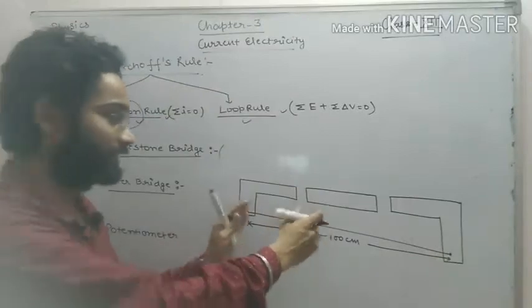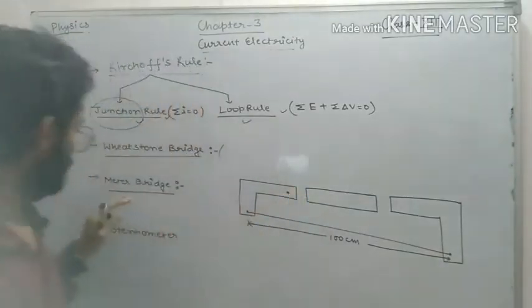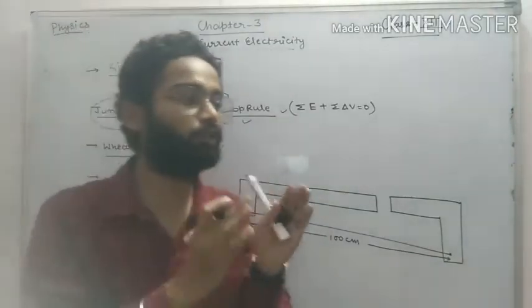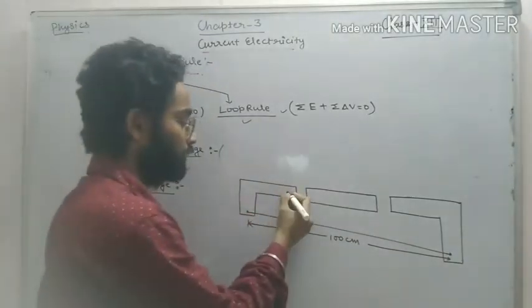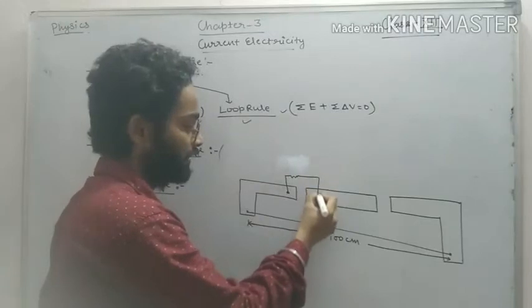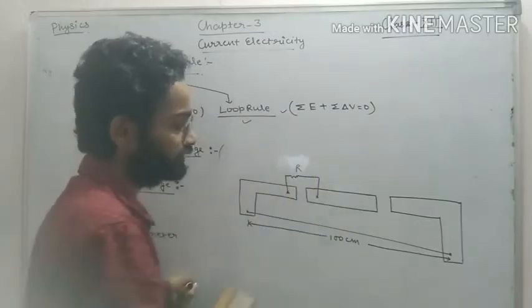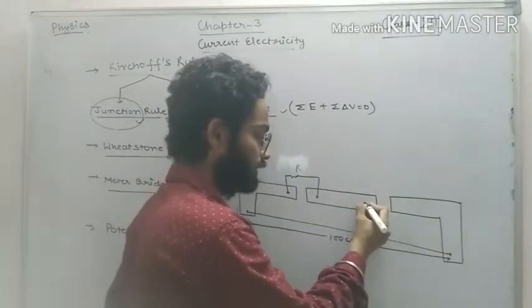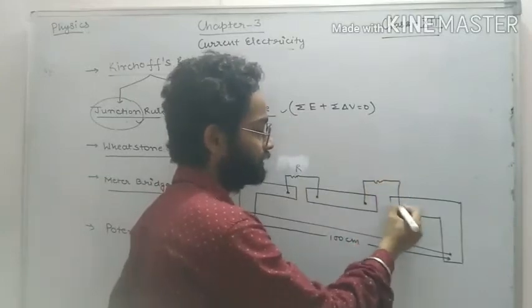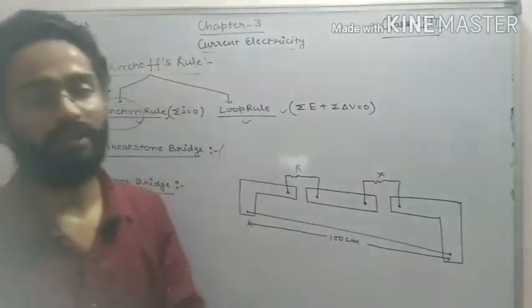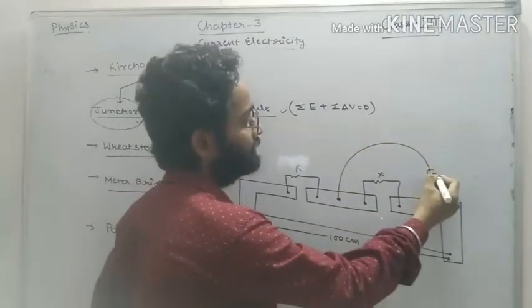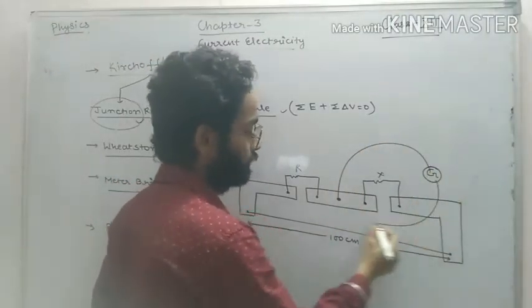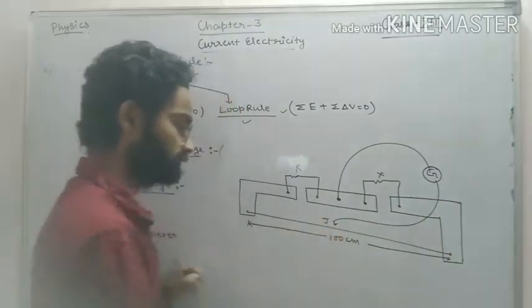This device looks like this, and by using this device, if one resistance is known, then we can easily find out an unknown resistance or the specific resistance of a wire. Suppose this one is R, which is known, and the other one is X, then we can easily find out the value of X. One of the devices attached here is called a galvanometer, and there would be a jockey.